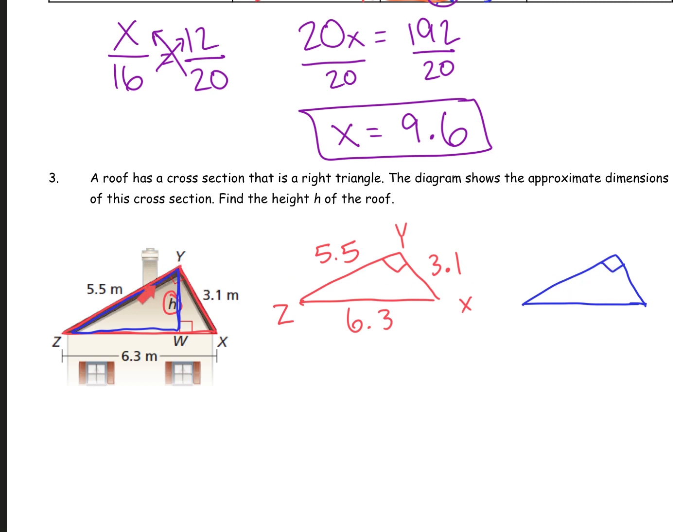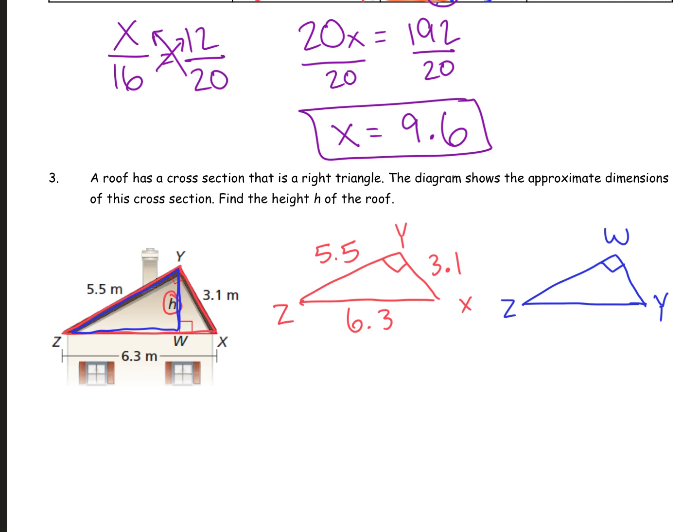So where is my right angle in the blue? Is it at Z, Y, or is it W? It's at W. My right angle is at W. And now, of course, from W, I have a longer side and a shorter side. Where would I go to get the longer side? To Z. So that means Z will go down here, and Y goes there. And now all we have to do is bring over those values from my blue.